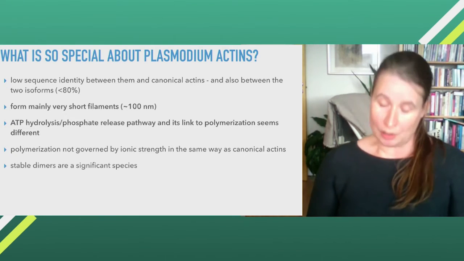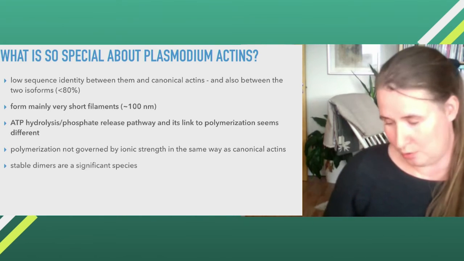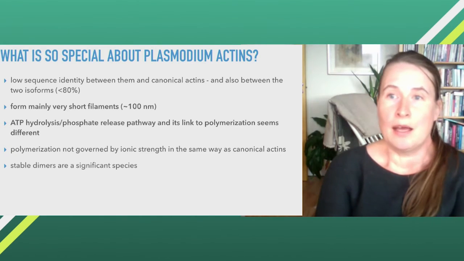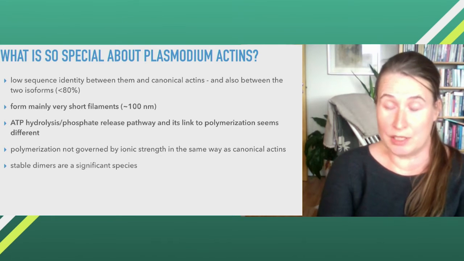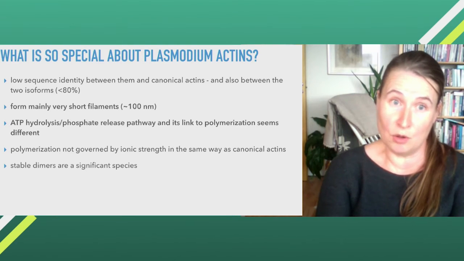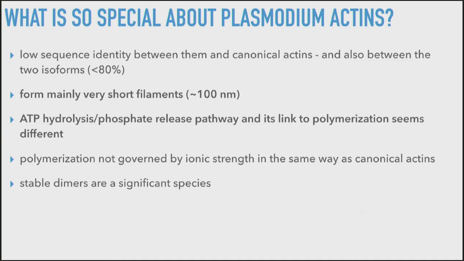So what is so special about Plasmodium actins? Why choose this system? Actins are in general very conserved proteins, so they are nearly identical between all eukaryotic cells. But the Plasmodium actins have a rather low sequence identity to us, humans, our actins, and also between the 2 actin isoforms which are present in the malaria parasite. And when I say low, this is low in the actin field, so it still is close to 80% identity. But for example, yeast and human actins are way more than 90% identical with each other.